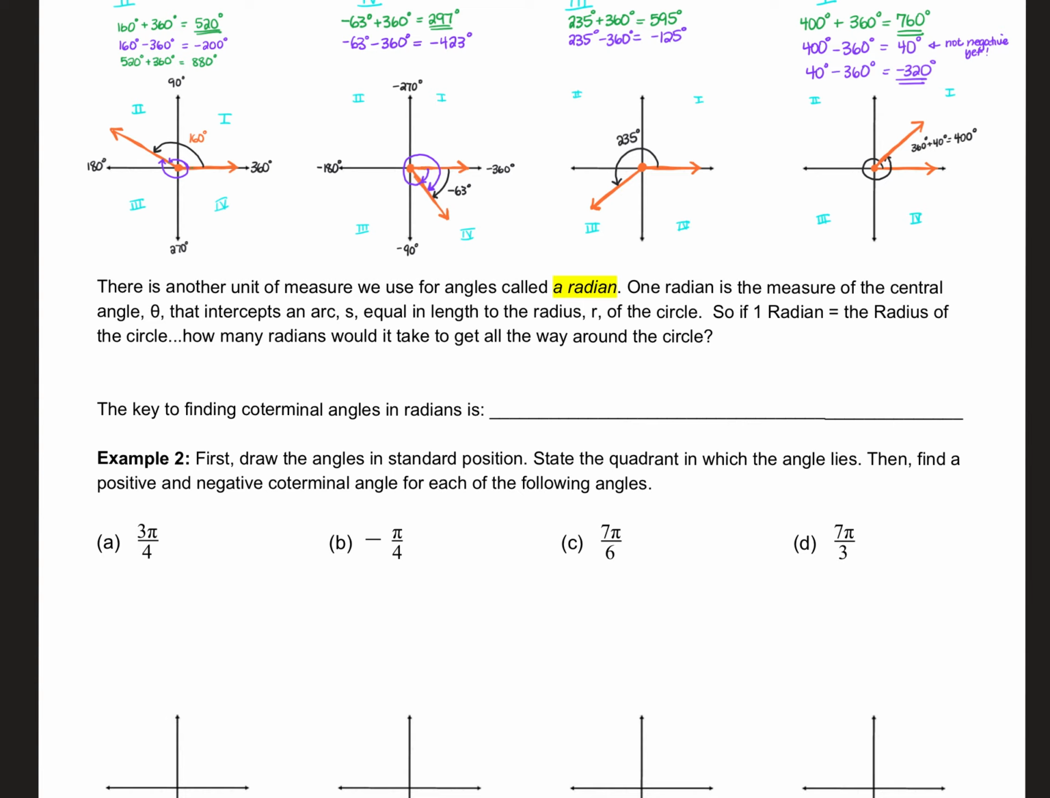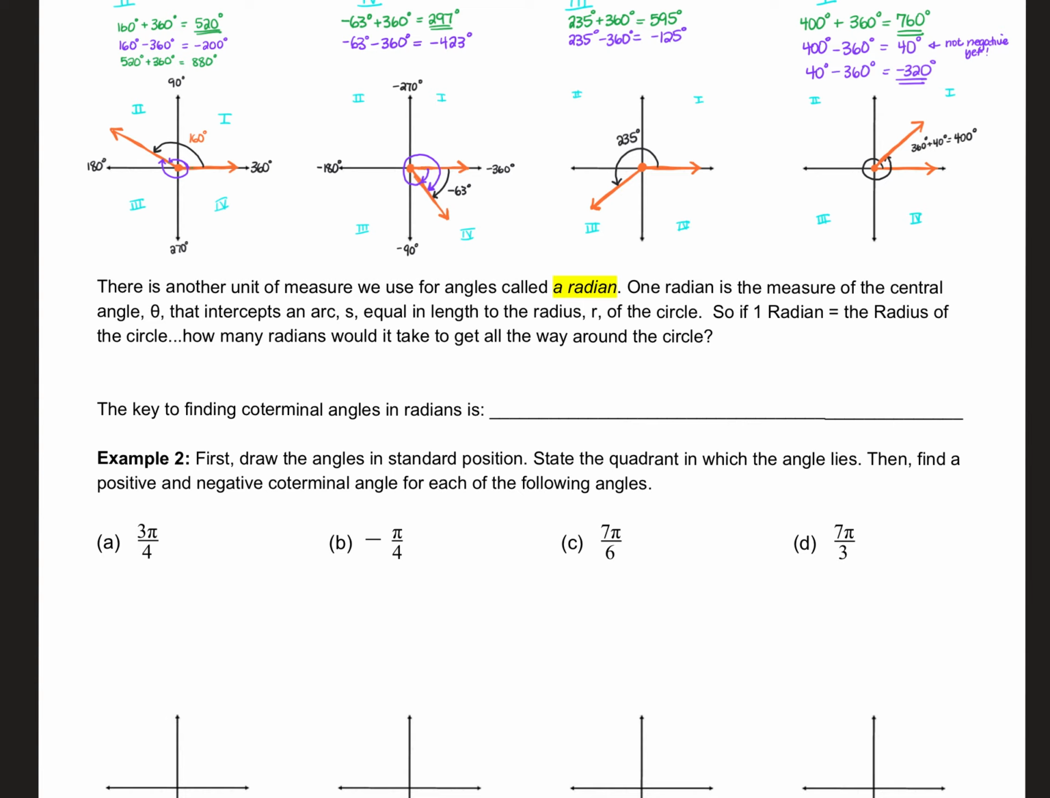Now, you may have done something similar to this in geometry or possibly even in Algebra 2. But one radian is the measure of the central angle that intercepts an arc that's equal to the length of the radius of the circle. Sounds really confusing. I'm going to put a link on Classroom where you can actually watch the construction of a radian. So you'll want to go look at that now and then come back.